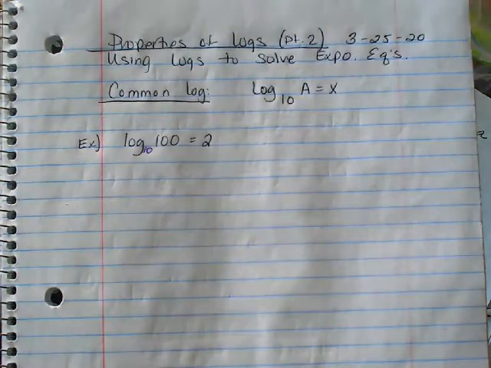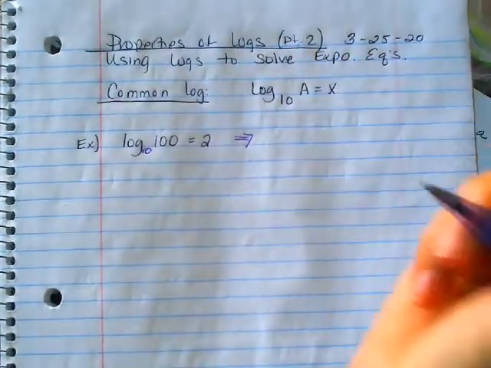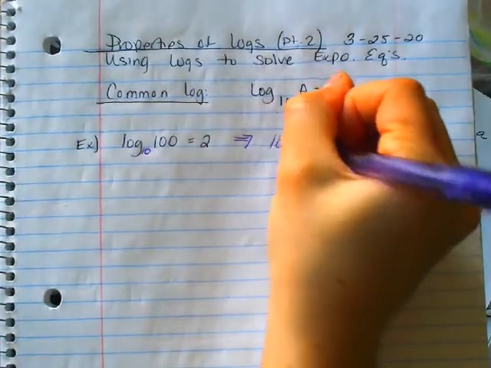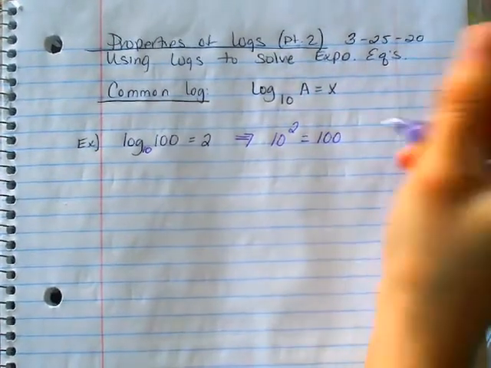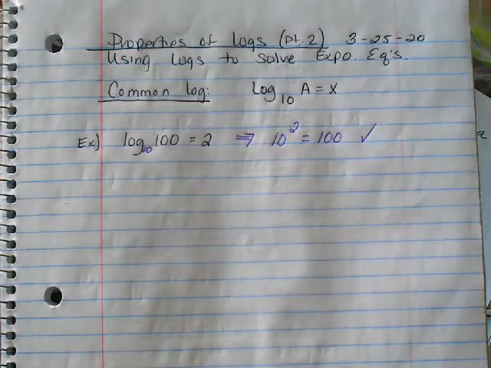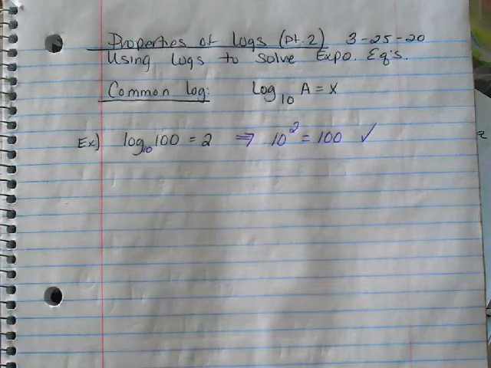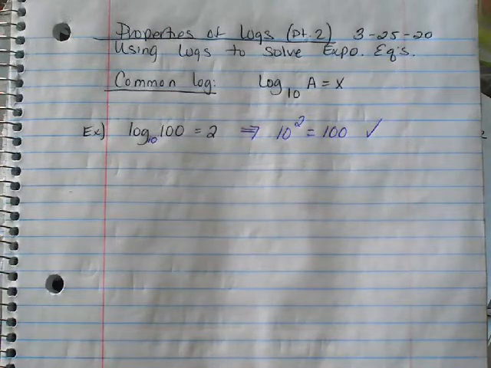So if we're given log base 10 of 100 equals 2, we know we can rewrite that as the exponential equation base 10 exponent 2 equals 100, which is true. 10 squared equals 100. So for the common log, they don't even write the base. They just assume that you know, without an explicit base, we're talking about base 10. The common log is really helpful when we're solving exponential equations that aren't obvious.